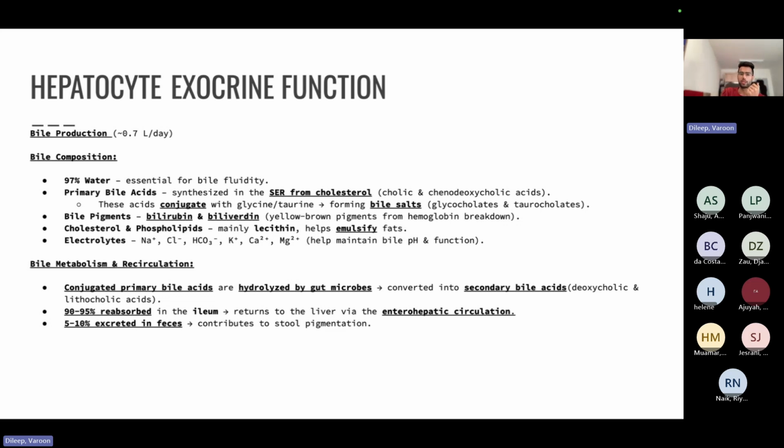When we talk about bile metabolism and recirculation, first of all, the conjugated primary bile acids, which are conjugated by glycine and taurine, are broken down by the bacteria present inside our gut, and they're converted into secondary bile acids. And when we talk about the further process, 90 to 95% of the bile is reabsorbed into the ileum, and it returns back to the liver via the enterohepatic recirculation. And only 5 to 10% of it is released into the feces.